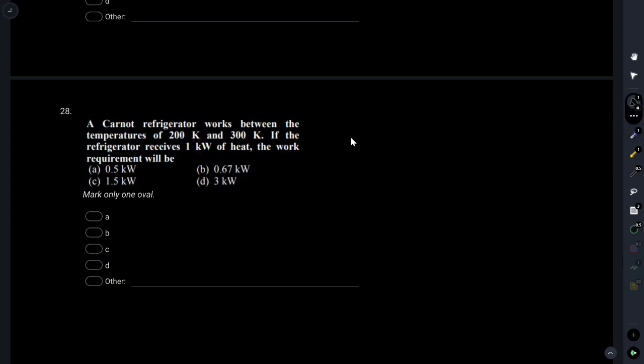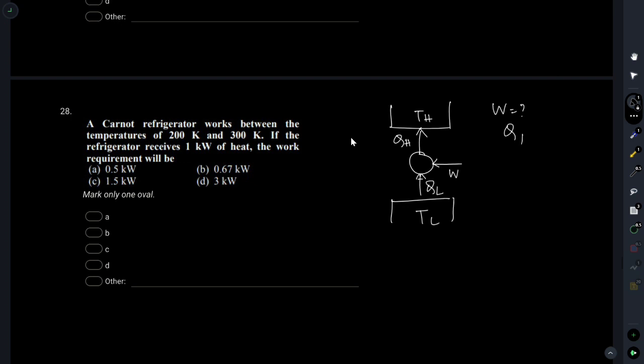We know there will be a reservoir which is maintained at TH, and this is another device, and this is the TL. We are extracting some amount of heat, that is QL, and to do that we are providing W amount of work, so that we are rejecting QH, right? We are asked to find out the value of W, and we are given the value of QL, 1 kilowatt. And we are given the temperatures, 300 Kelvin and 200 Kelvin.